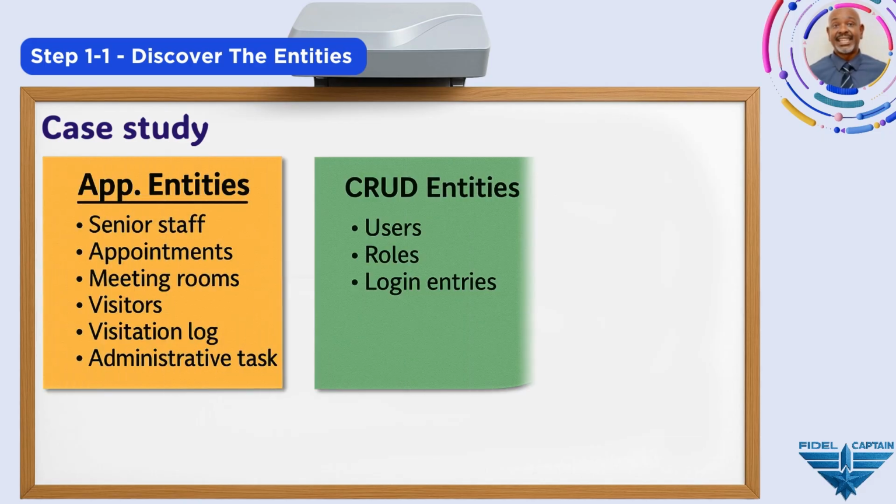Here is a list of the entities that were discovered for this case study. They are listed into two categories, the application entities and the CRUD, create, read, update, and delete entities. The application entities are the entities that are necessary for the core features of the application that do not include role-based access and auditing, whereas the CRUD entities are those necessary for role-based access and basic auditing as required by the statement of the problem. Roles can be either a property or characteristic of users or a separate object of interest. It is listed here as a separate object of interest for correctness and is explained in detail in future lectures.